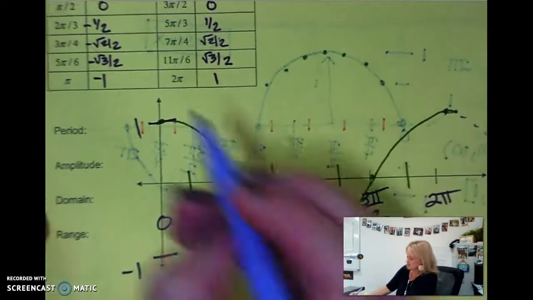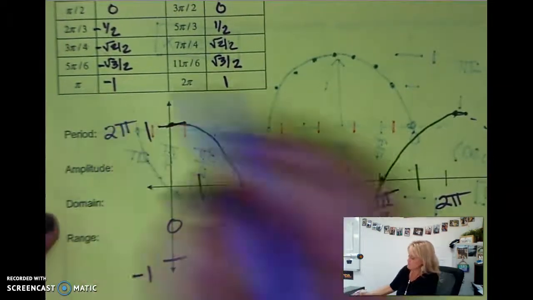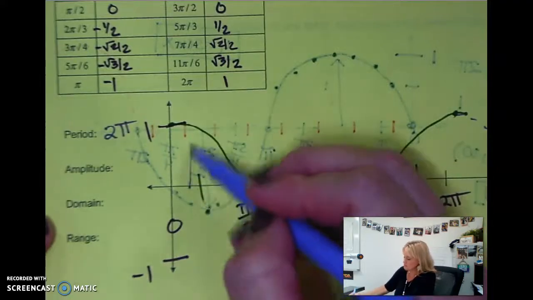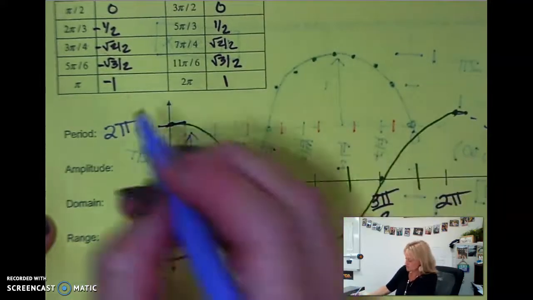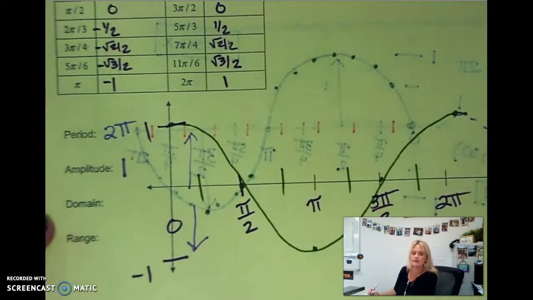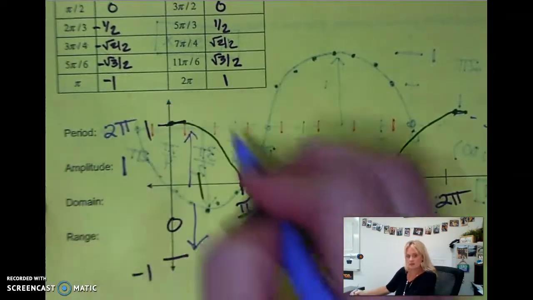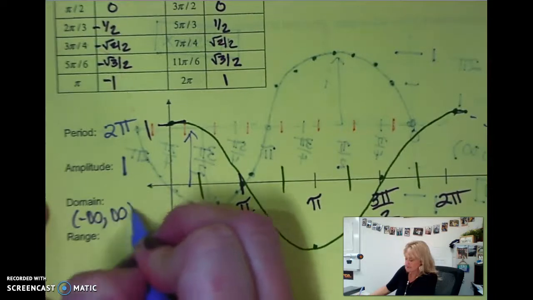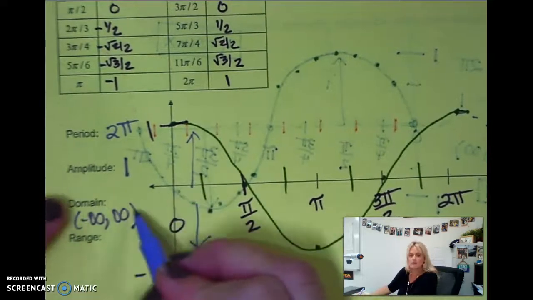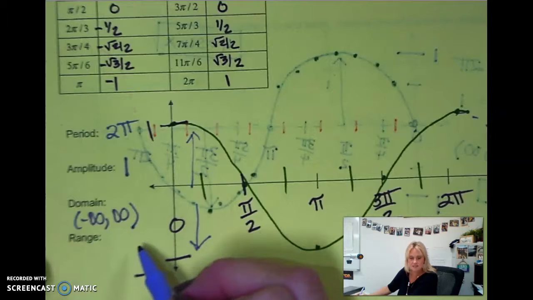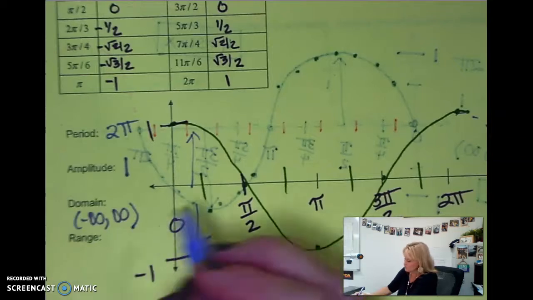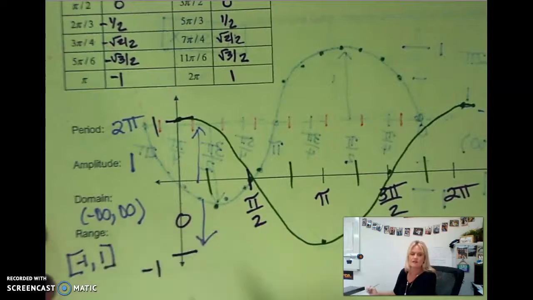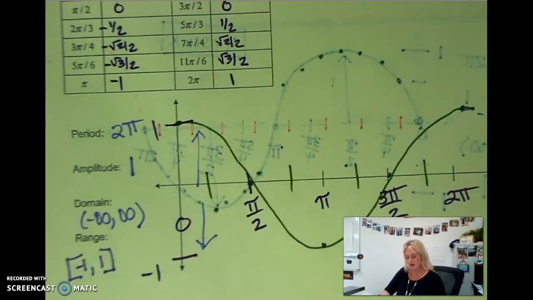So my period is still 2 pi. If you take my midline, it's going up 1 or going down 1. So my amplitude or my height is 1. The domain, it keeps going on forever and ever. So we have negative infinity to positive infinity. And by the way, we use parentheses here because infinity doesn't have a definite answer. Where range, we are going to negative 1 and positive 1. So that's why we use the brackets.